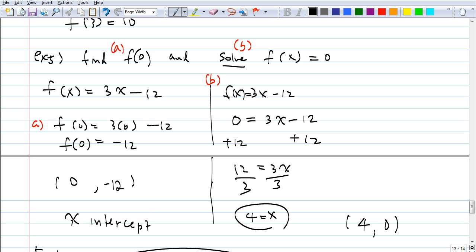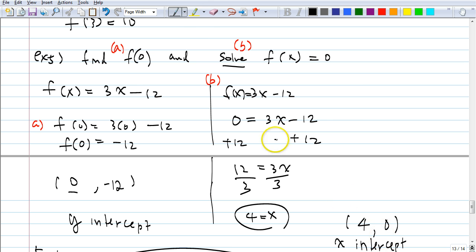How do you find the x-intercept, guys? You plug in? Oh, is this the x-intercept or y-intercept? This is a y-intercept. The f of 0. I'm sorry, this is the y-intercept. Guys, to find the y-intercept, what do we plug in for x? 0. What's this? This is your (4, 0). Where is this on the graph? On the x-axis, right? What is this called? This is the x-intercept.